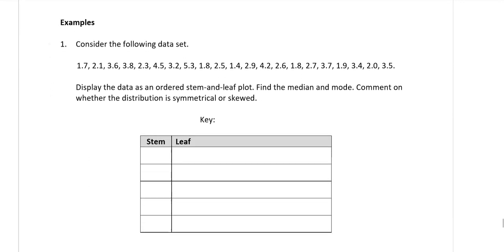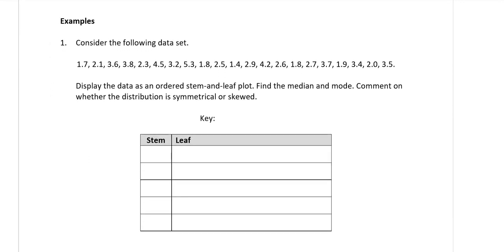Okay, let's draw some. Consider the following data set, and that big long line of numbers is your raw data. You want to display that data as an ordered stem and leaf plot. Okay, and then we're also going to find the median and the mode from that.